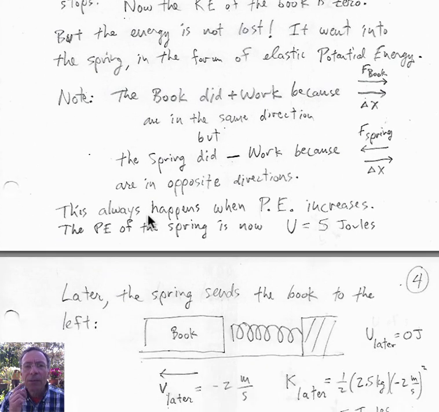Now, let's focus a little bit on the signs here. The book, as it was squeezing the spring, was pushing to the right, and the displacement was to the right. So they're in the same direction, the displacement and the force. So that was positive work. On the other hand, the spring was pushing to the left, which is opposite of the displacement. So the spring was doing negative work. And so you've got that the spring was absorbing energy. Whenever you have an increase in potential energy, that potential energy had to come from somewhere. So it was being absorbed from somewhere.